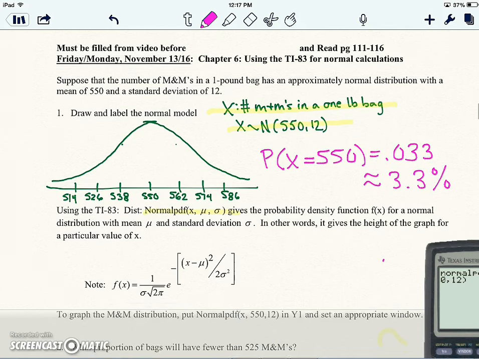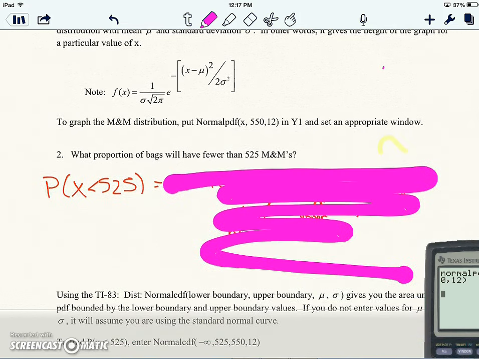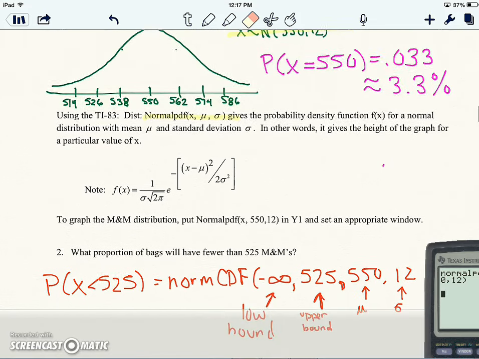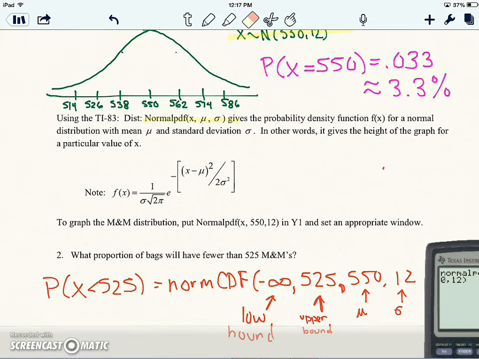Okay, instead, we'll do stuff like this. So it says, let's answer some questions. What proportion of bags will have fewer than 525 M&Ms? Now we're talking about this. We would draw our picture, which is up here, and we want to know the probability of having fewer than 525 M&Ms. So that's right about here and over.